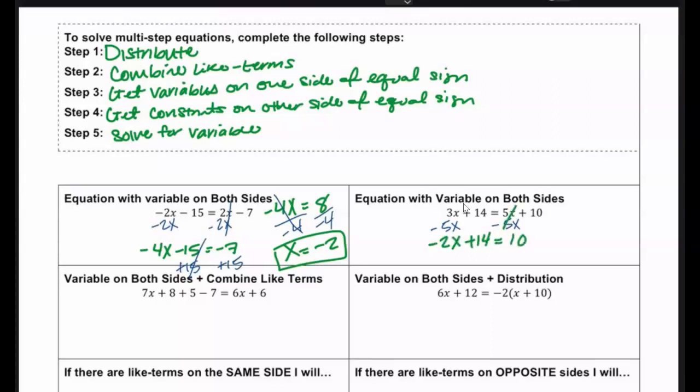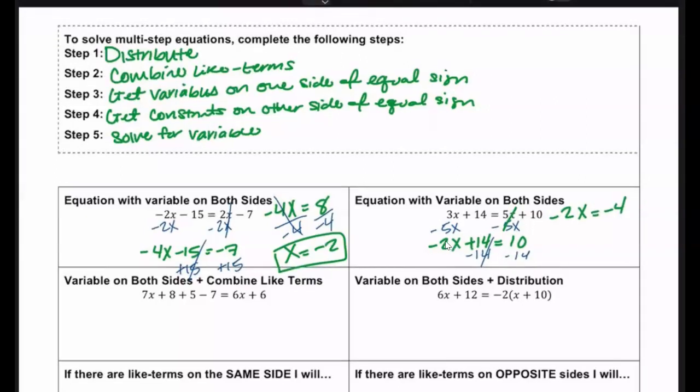And this is old hat. I know where to go from here. Hey, I'm kicking you out, constant, because we claimed the left for the variables. So minus 14, negative 2x equals negative 4. Because 10 minus 14 is negative 4. You took away more than you have, so you're in the negatives.